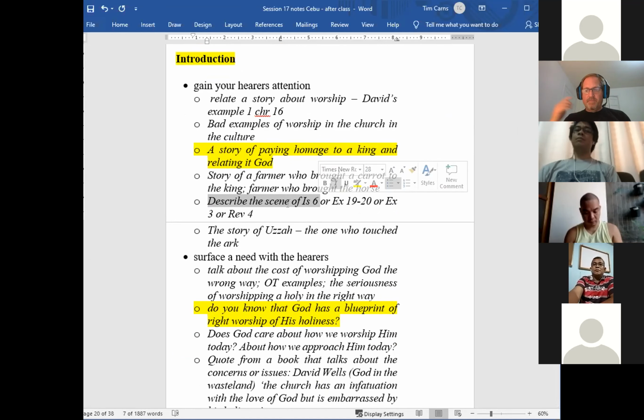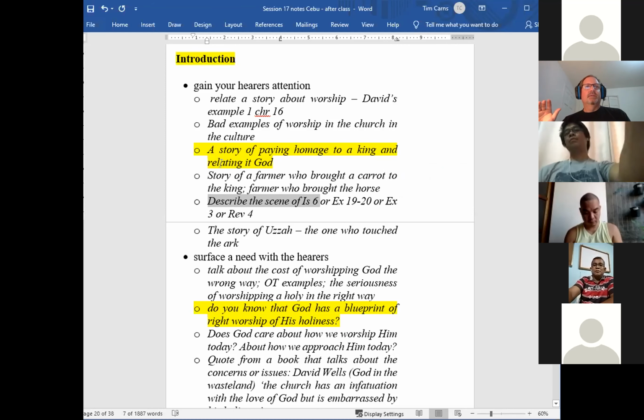Okay? So sometimes these ideas can actually help you in other parts of the sermon, just by doing this process. Okay?